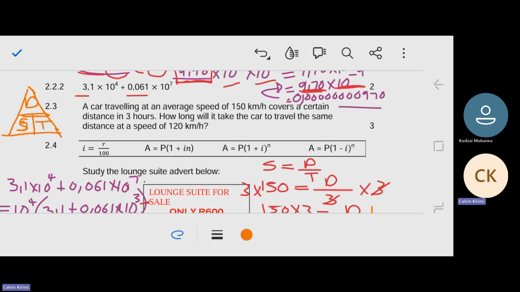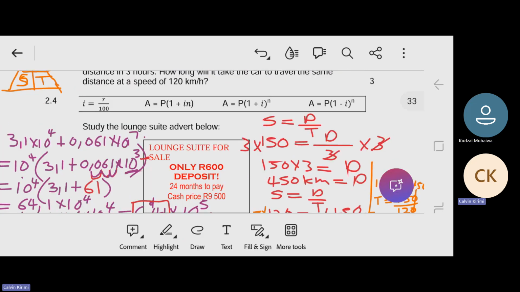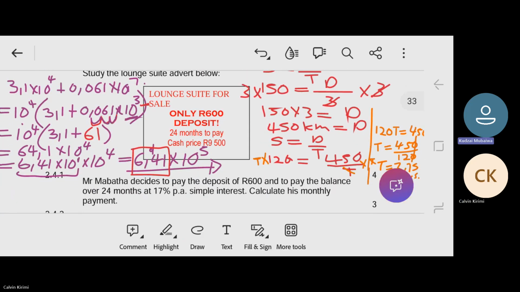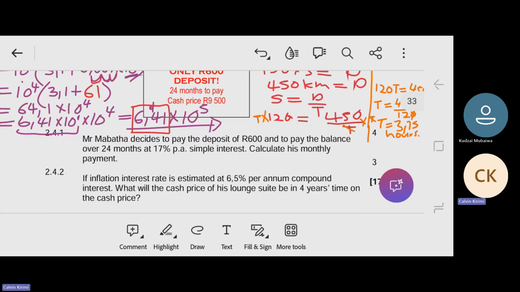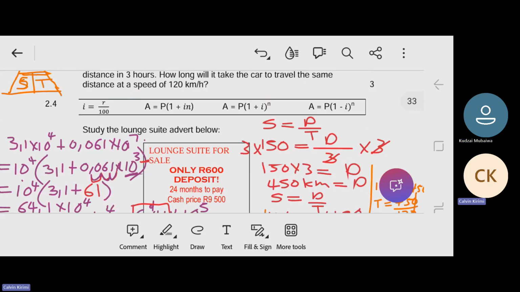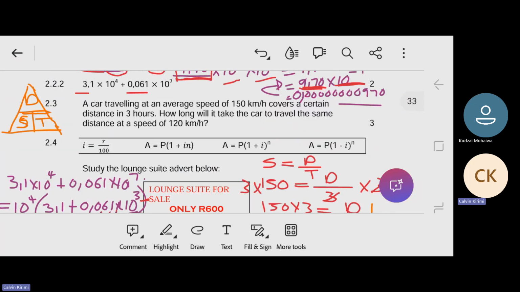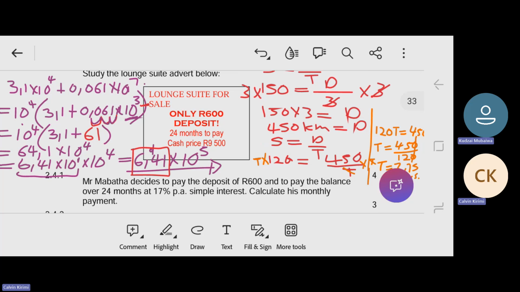Is that not so? Yes, sir. If you want time, it is distance over speed. So we are using the same formula. What we did here: you can see this is our distance, and then we are dividing by speed, which is 120. Then our answer is 3.75. So once you just know the triangle, everything is fine. It can come out. Yes, sir.